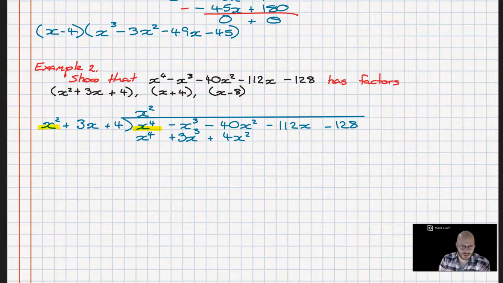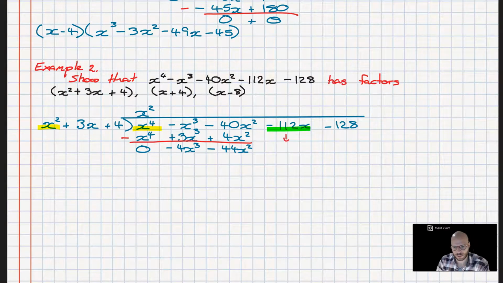Like so. Now when we go for the subtraction, what we're going to find is that the first term is 0. The second term is going to be minus 4x cubed. And the third term in the line is going to come out as minus 44x squared. Now getting the next term along the line, we're going to bring that down. So we get minus 112x.